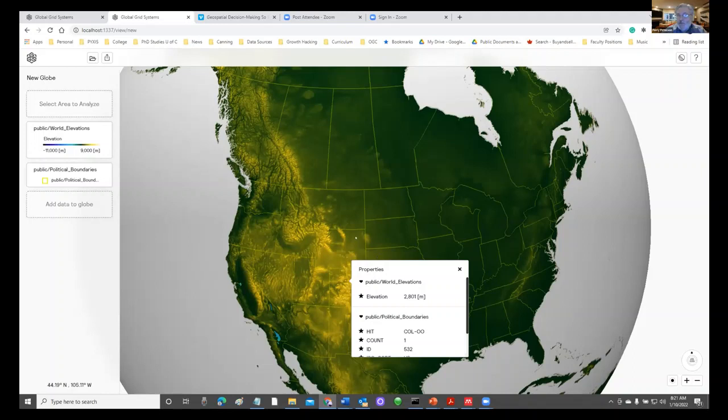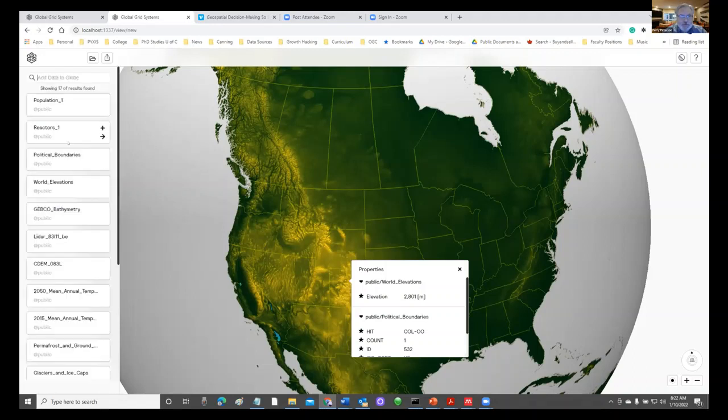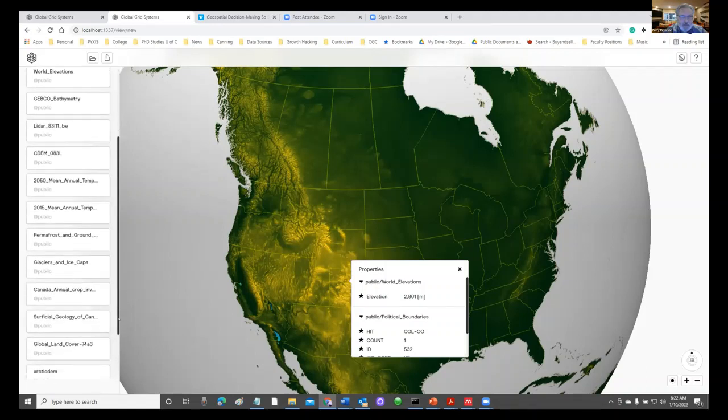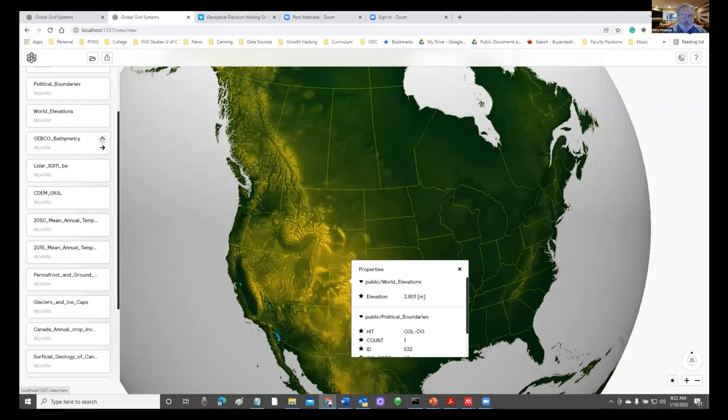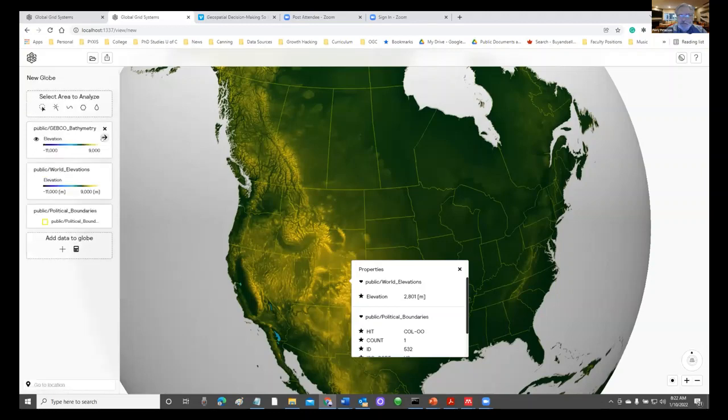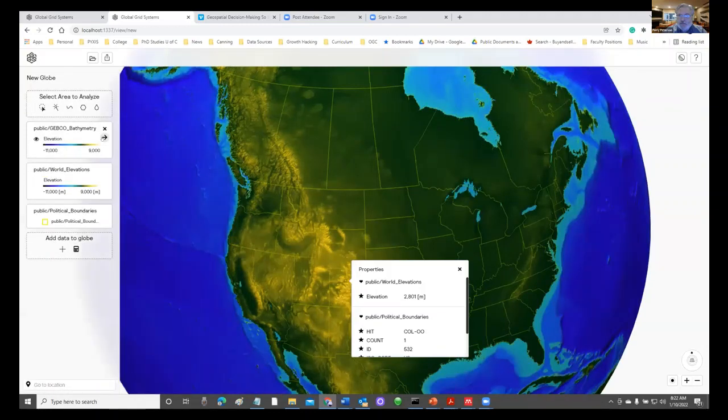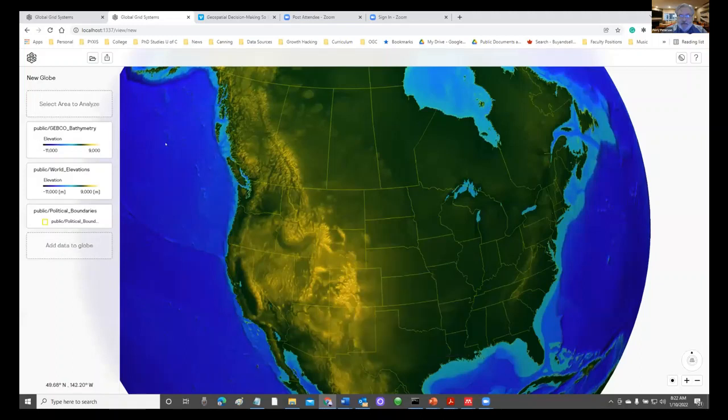Now we could also bring in bathymetric data. The GEBCO data set also has terrestrial data associated with it. And so let me bring that one in here. There it is. So a second elevation data set source here. This has some bathymetric data.